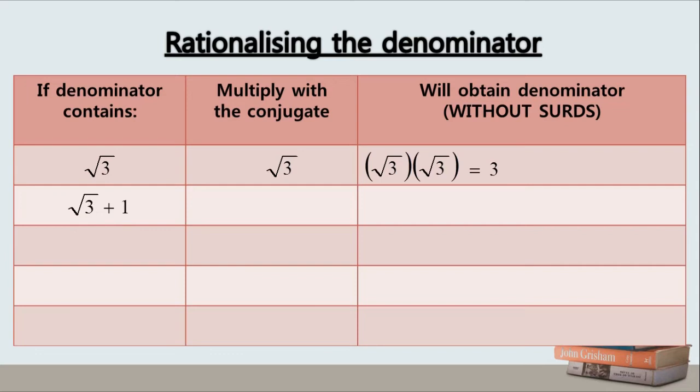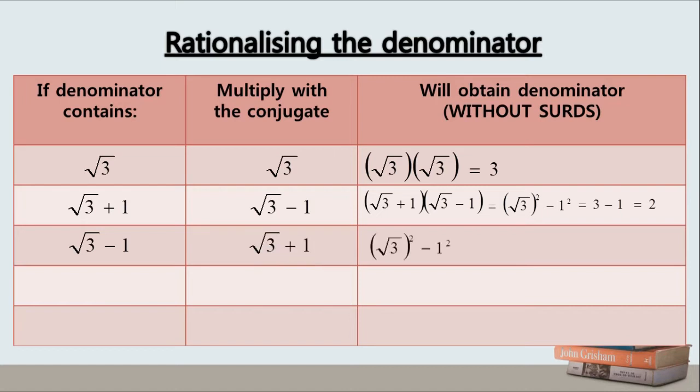Next, if we have surd 3 plus 1, our conjugate is surd 3 minus 1. Okay, for this one, I will show you. If we multiply surd 3 plus 1 and surd 3 minus 1, we will get surd 3 squared minus 1 squared. So, 3 minus 1, we get 2. So, no surd, right? Next, surd 3 minus 1, our conjugate is, okay, the opposite sign. So, surd 3 plus 1. After we multiply, we will get 2.